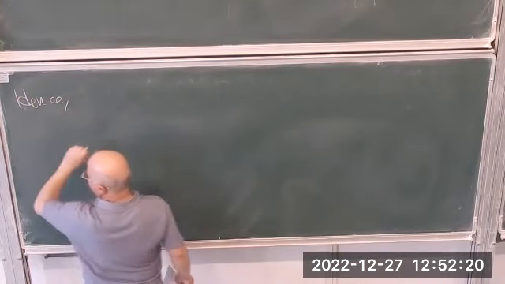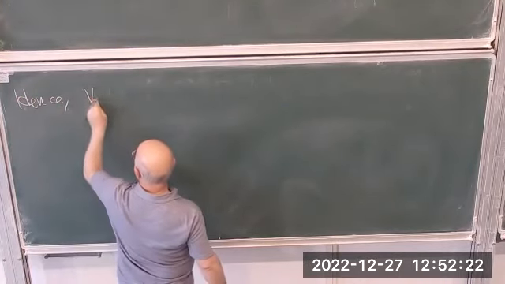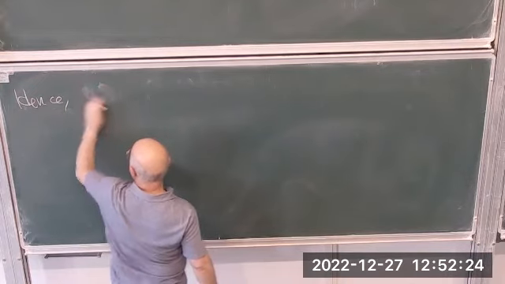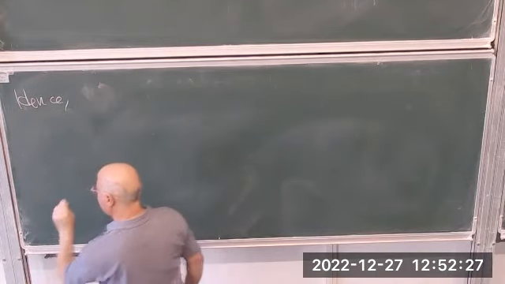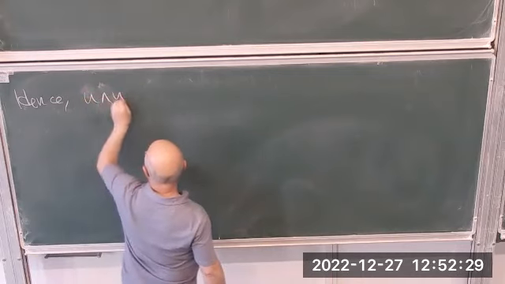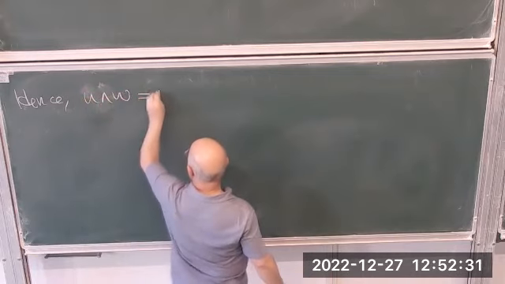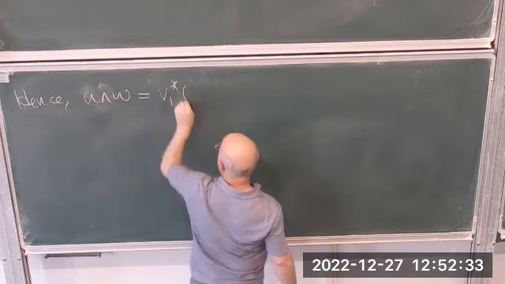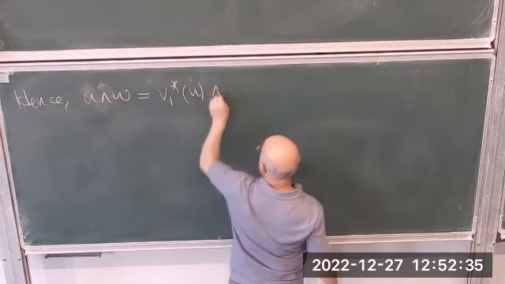So the conclusion is what? Hence, not V1 star, U wedge W is just what? V1 star of U times the volume element.